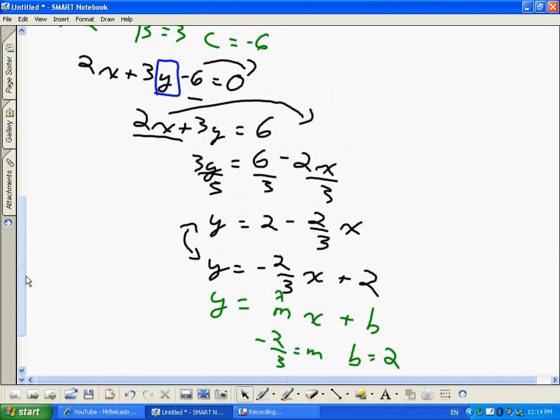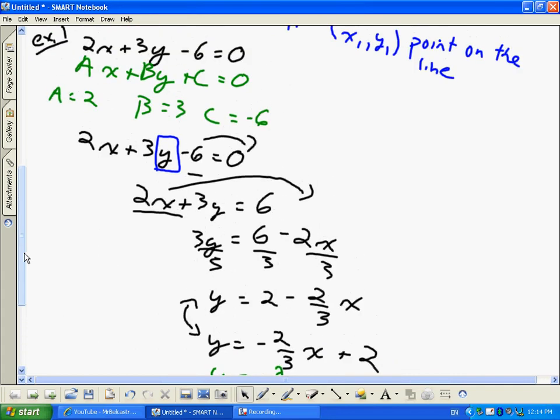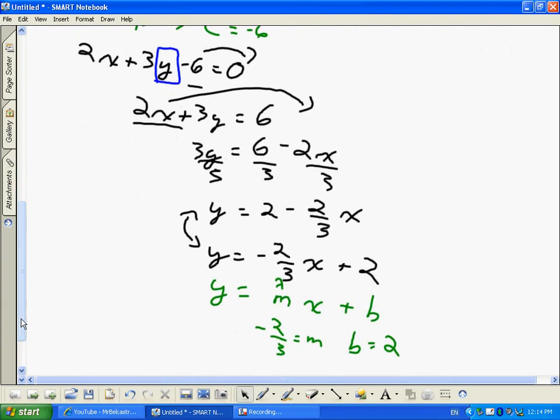So, in our standard form, we had very different numbers. Our a was 2, our b was 3, our c is negative 6. That's our standard form. We rearranged the same equation. It's not a different equation. And we put it in slope y-intercept form.